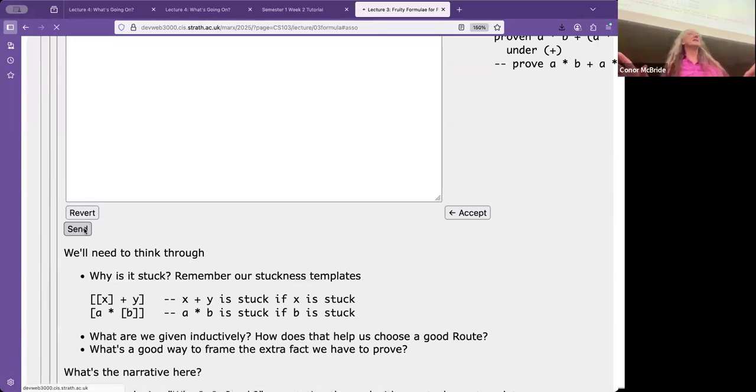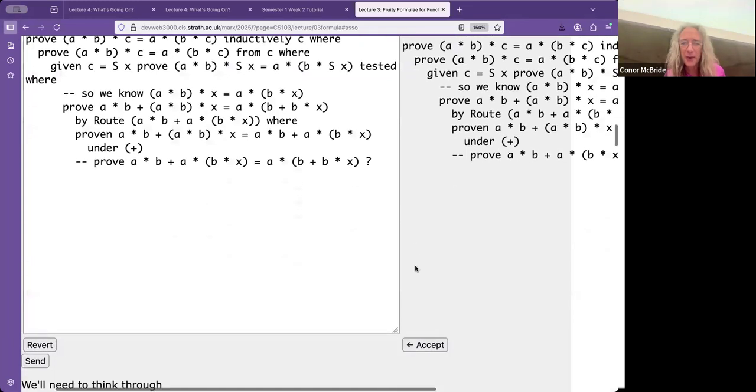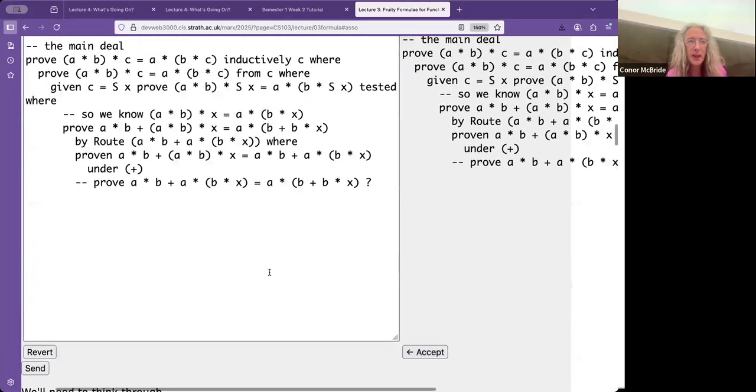Yeah, too much magic. Too much magic will kill you. Yes. Right. So now we're back in the room.